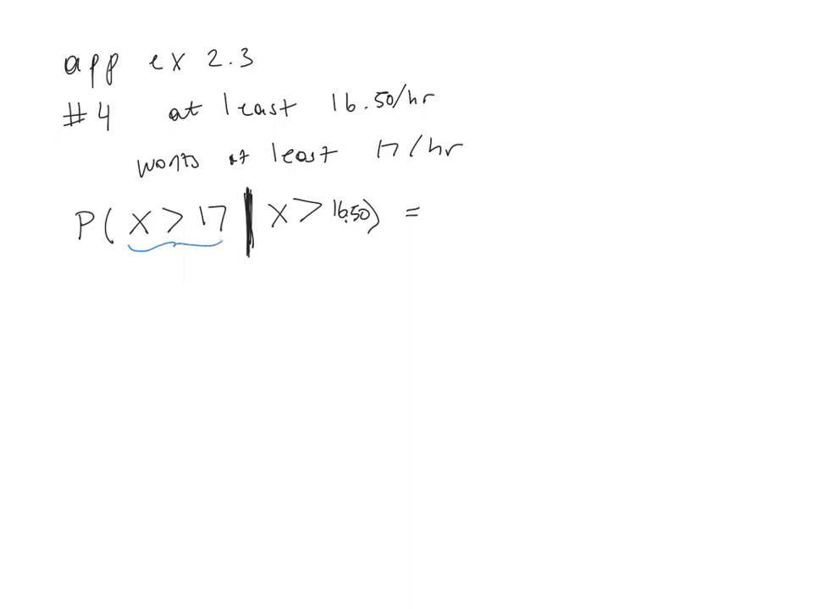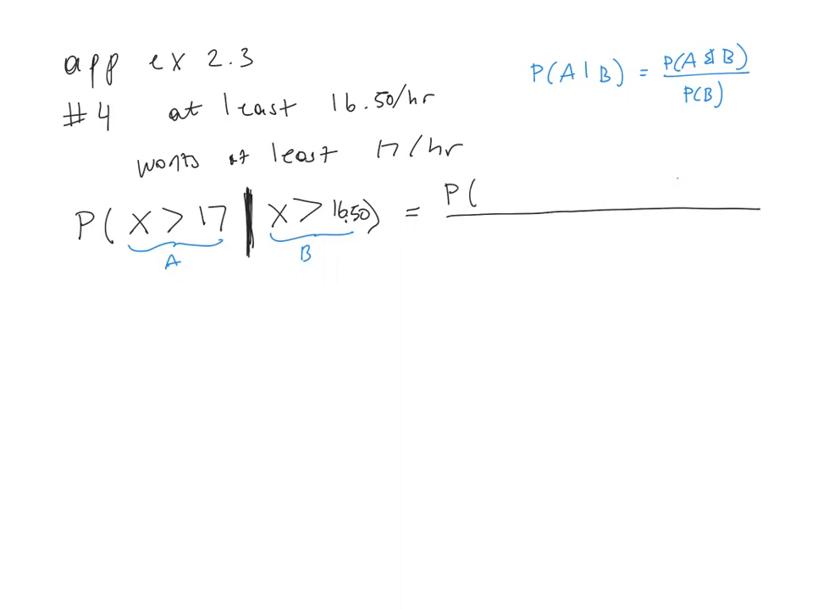Think about it as this is event A and this is event B. What does Bayes' theorem tell me? If I'm looking for A given B, that's probability of A and B over probability of B. So how could I write that in the context of this problem? What goes in the numerator? Probability that X is greater than 17 and X is greater than 16.50.